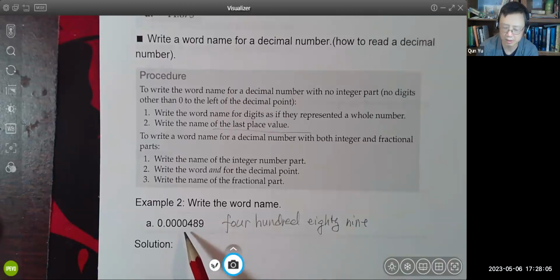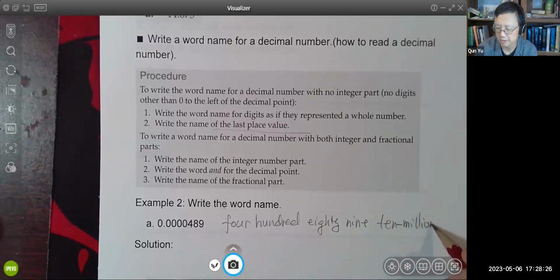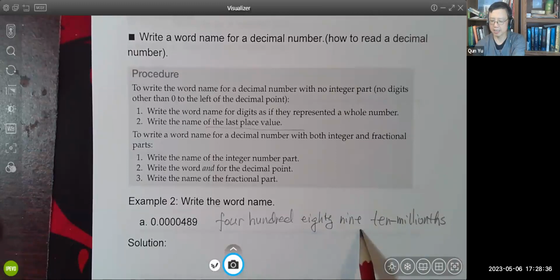So what is the place value of this digit 9? You count from the first decimal digit, which is the 10th. So 10th, 100th, thousandth, 10,000s, 100,000s. After 100,000, we have million. So 10 millions. So this is 10 millions. Don't forget TH. TH is the indicator. It is part of the decimal part. So 489 10 millionths. That's how many 10 millionths you have.